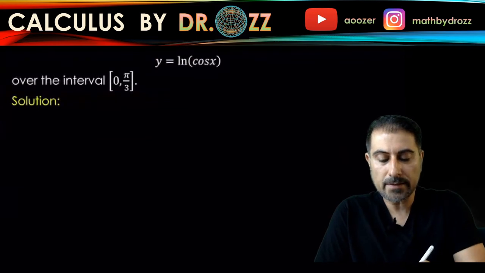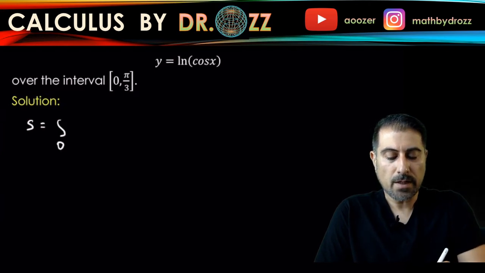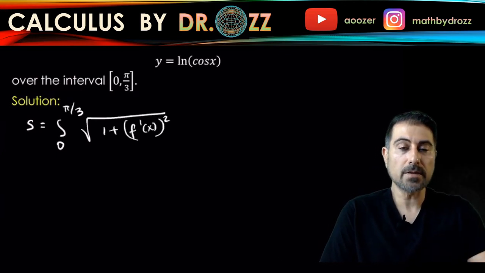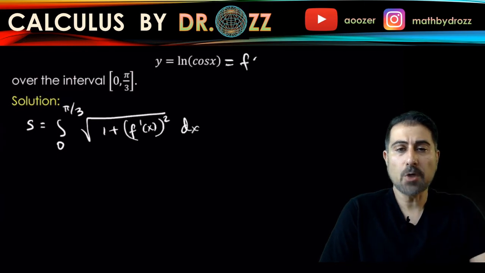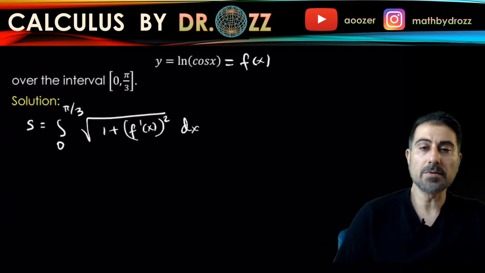Let's go ahead and evaluate the arc length by writing that s, lowercase s, is equal to the integral from 0 to pi over 3 of the square root of 1 plus f prime of x squared dx. So let's say this is our f of x. And at this moment, go ahead and find f prime of x by using the derivatives formula card.